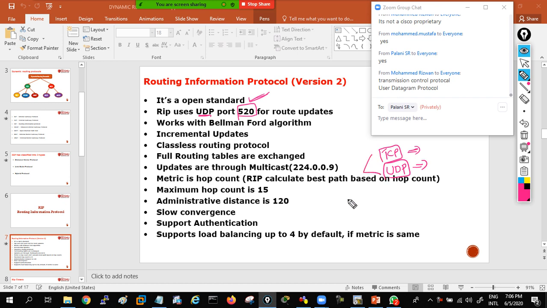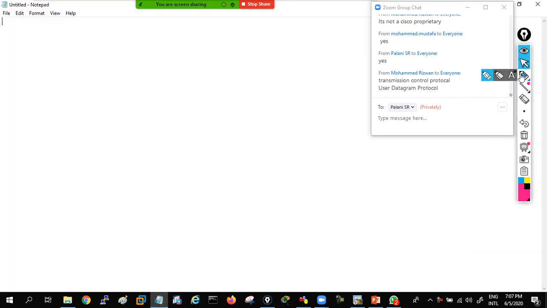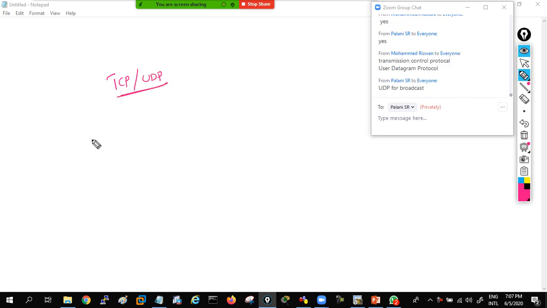Then what is the purpose of these two protocols? What is TCP and what is UDP? We know that TCP is Transmission Control Protocol, UDP is User Datagram Protocol. What is the purpose of these two protocols? I'll give you a brief introduction about this. No, Palni, that's wrong. UDP is not for broadcast, Palni.